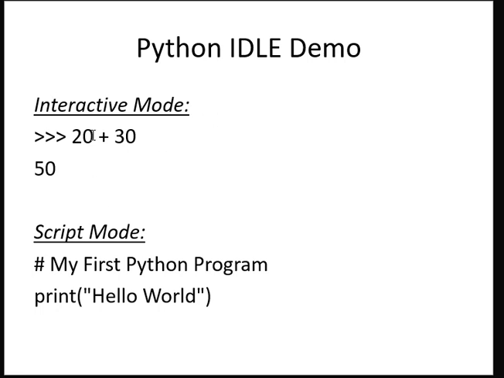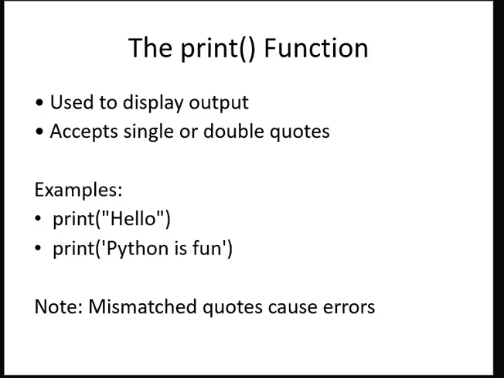So in interactive mode, if you write 20 plus 30, you are going to get 50 this way. While in the script we write hash my first program language. Now when we are writing hash, it is a command line character which tells the interpreter that it is a comment and it is not to be executed. Print hello is going to print hello as an output.